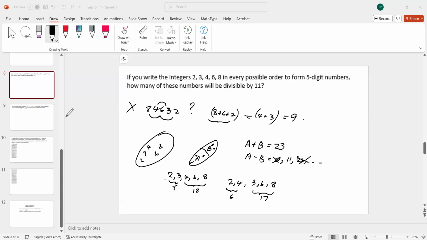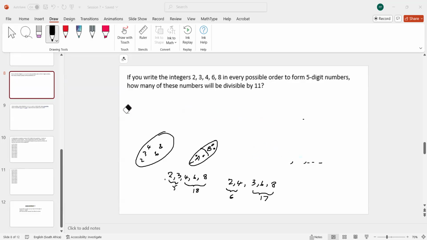Oh, I didn't separate my screen, so therefore we have a problem here. Sorry about this. Let's just take all these things out.